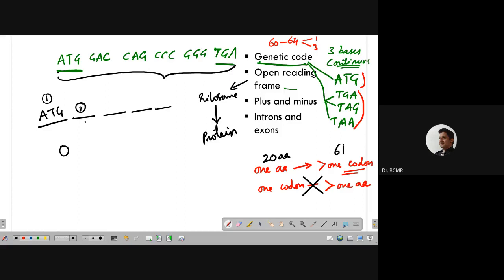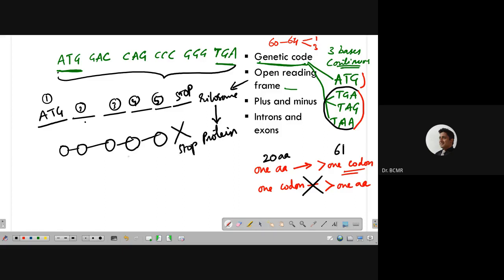Then you have codon 2, 3, 4, and 5. It keeps on going until it encounters a stop codon. Any of these 3 stop codons can be there, and the presence of it is where the protein stops. 1, 2, 3, 4, 5, and that is where it stops. Now you have a protein.